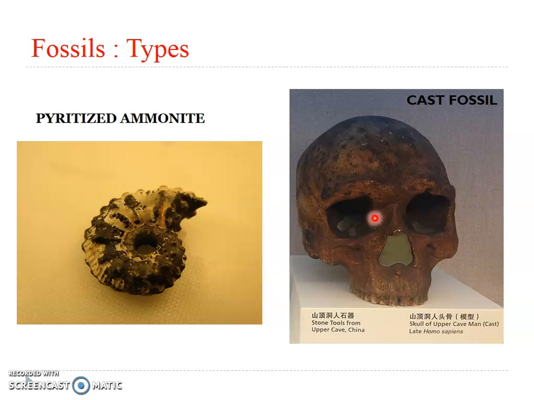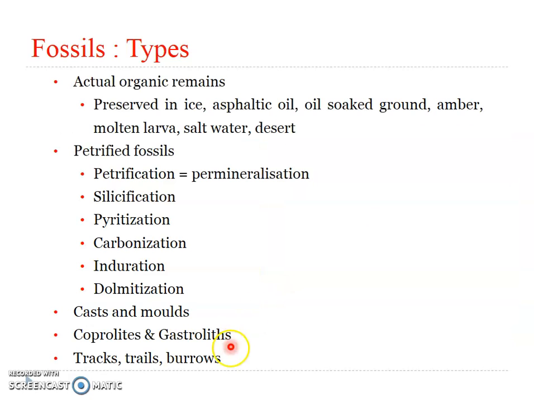Now we have the next type of fossil, that is the tracks, trails, and burrows. Sorry, coprolites and gastroliths. Gastroliths are hard stony pieces found from stomachs of ancient reptiles and fishes, while coprolites are fossilized fecal matter of ancient animals.